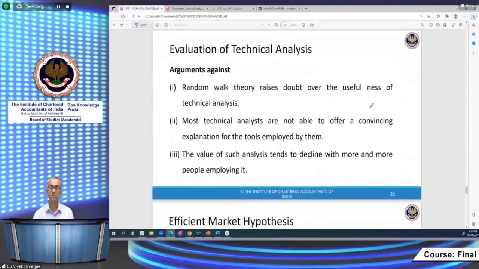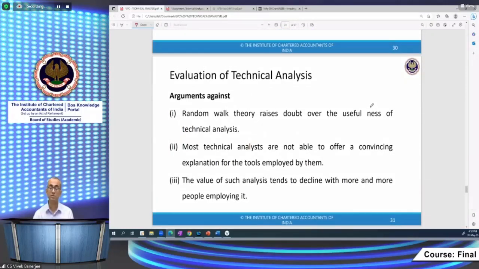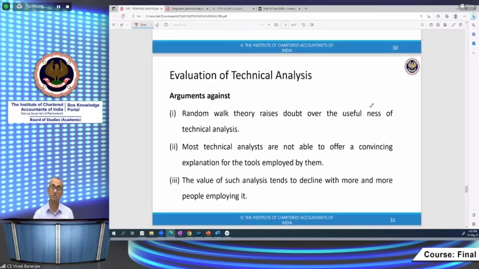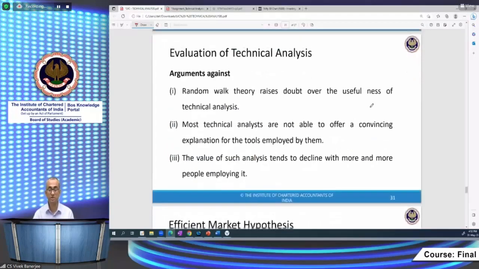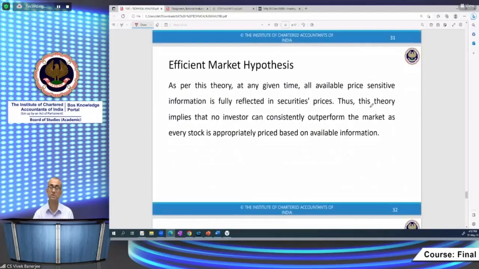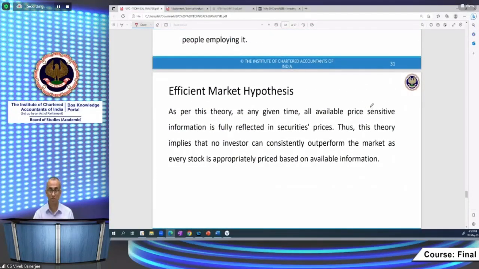Now, what are the arguments against random walk theory? Random walk theory says that the future price cannot be predicted. And most of the technical analysts are not able to offer a convincing explanation for the various tools they employ. And the value of such analysis also tends to decline with more and more people using it. Now come to efficient market hypothesis. Actually, it is based upon the random walk theory.